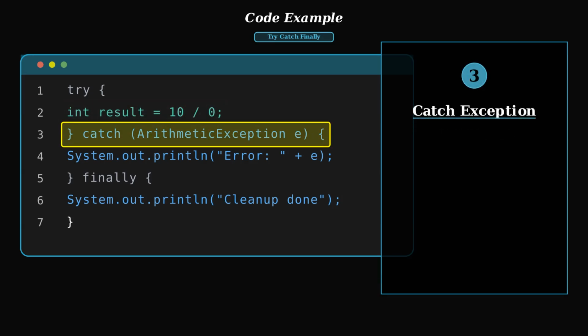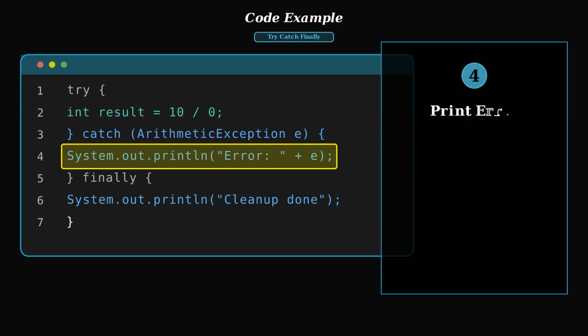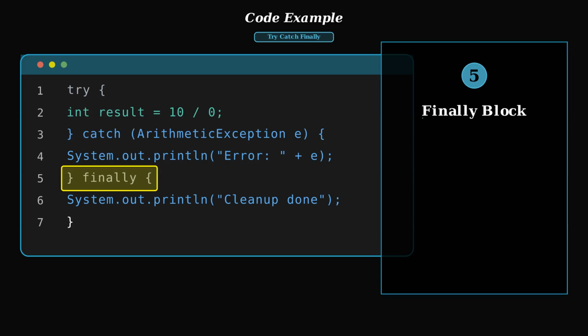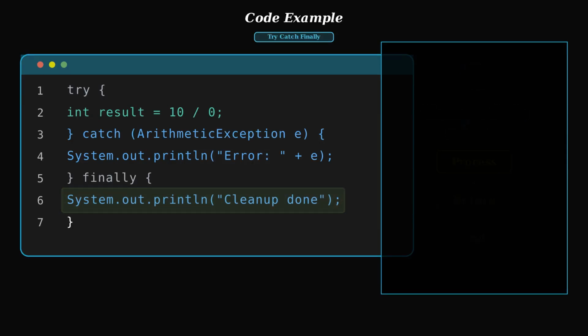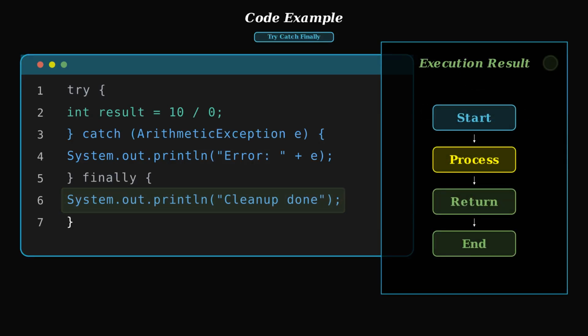Catch exception. Handle arithmetic error. Print error. Display exception details. Finally block. Always executes. Cleanup code. Final actions. Now let's see the output of this code.